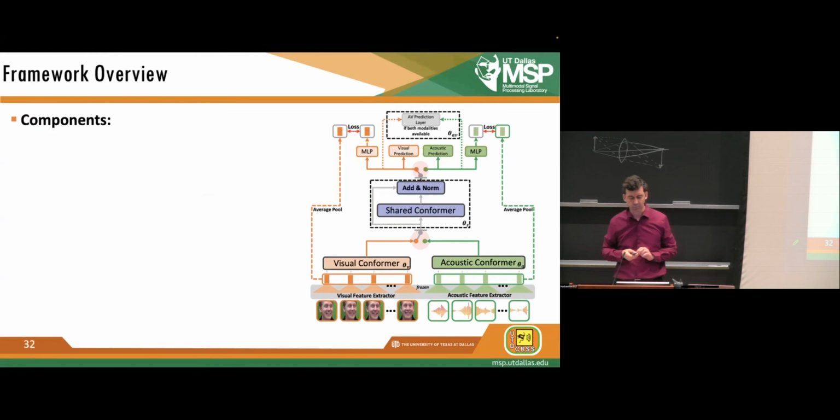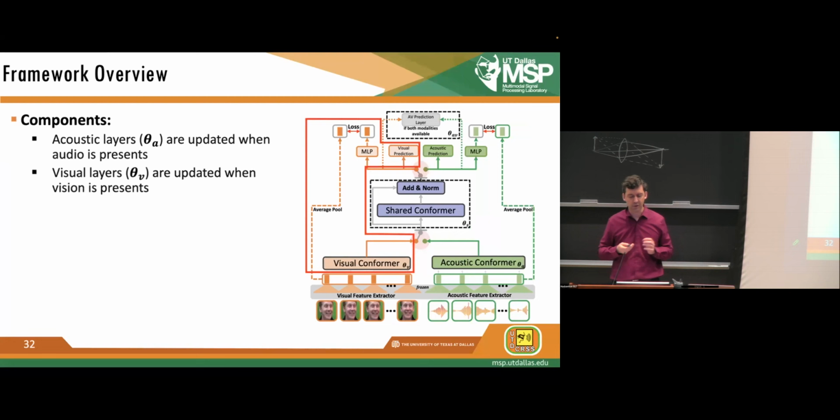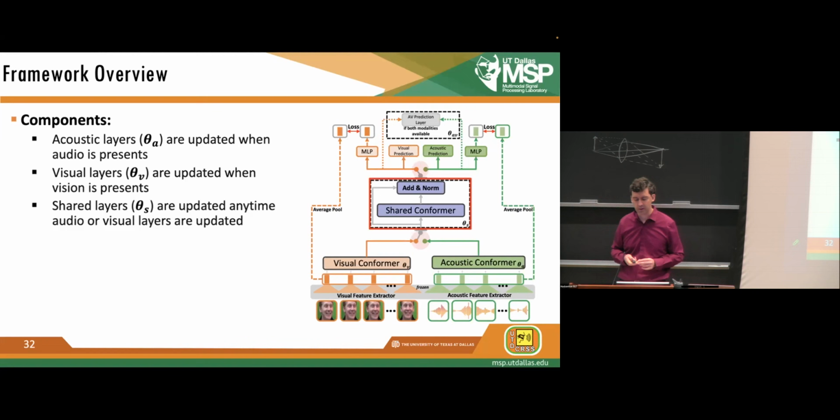What is interesting is that when you have only audio, let's say I use unimodal data that only has audio, I can train all the blocks that appear here as green with audio-only features. I can train the audio conformer, the predictions, and the MLP on the top. When you have visual information, you can train that part of the blocks. And in either of these cases, you are also training the shared representations.